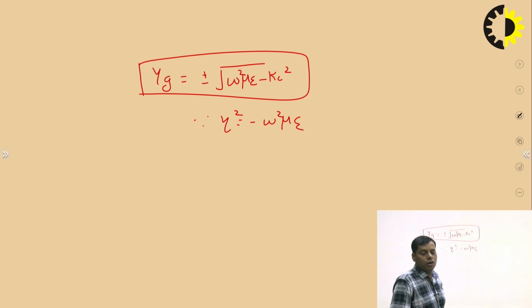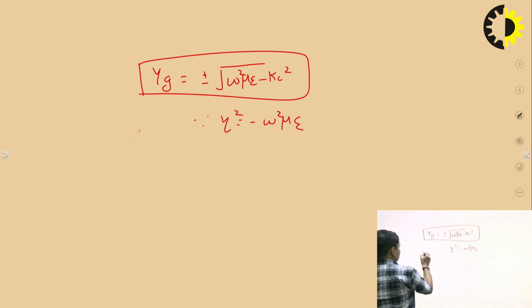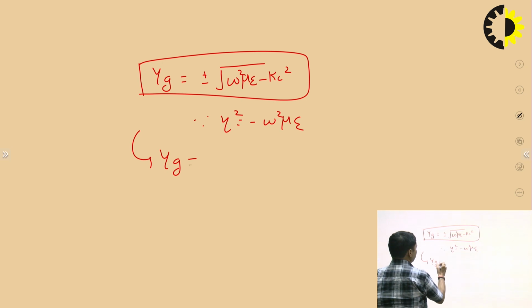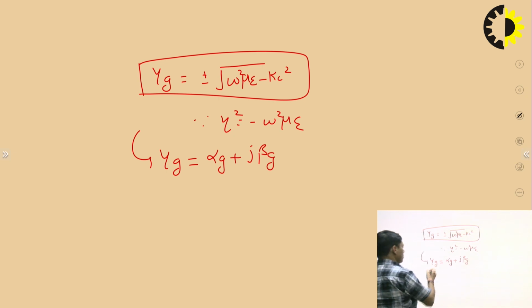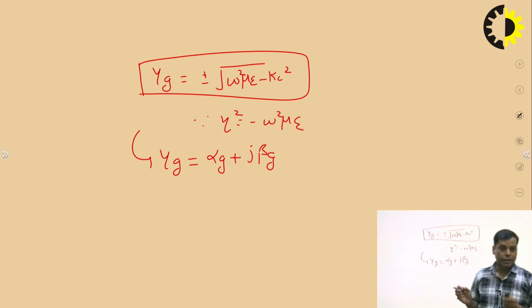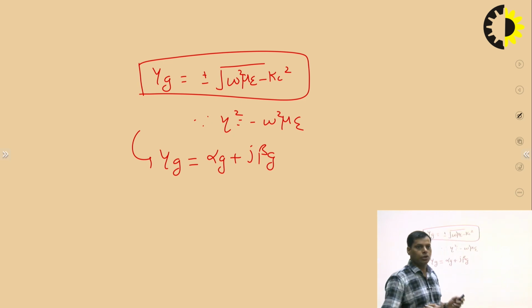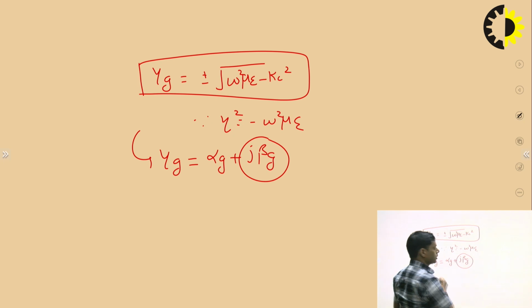So gamma g is equal to plus minus under root of omega squared mu epsilon minus kc squared, and this gamma g will contain alpha g plus j beta g. This will be the propagation constant of the waveguide, having the attenuation constant as the real part, alpha g, as well as the imaginary part in terms of phase constant, that is beta g. So the wave propagating inside the waveguide depends upon the imaginary factor. From that point of view, three cases will be discussed in this equation.